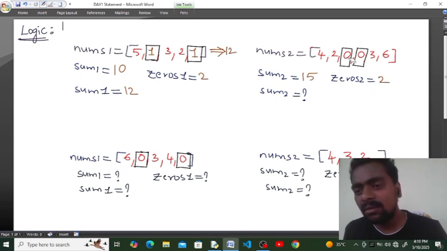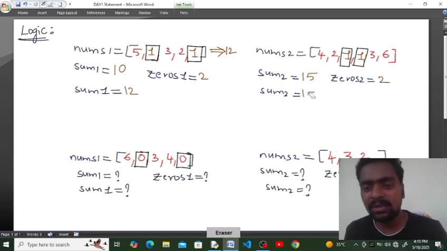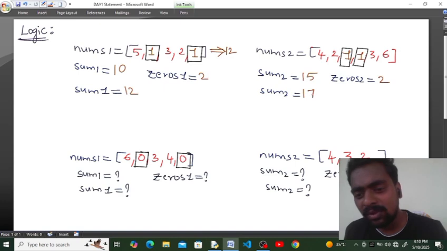And as we know, the sum is supposed to be minimum, which means you have to replace zeros with 1. So here we have two zeros. So what is my total sum2? That will be equal to the previous sum2, which is 15, plus the zeros I replace with ones. So two zeros replaced with two ones means the sum will be 2 plus 15. So this total sum2 will be 17. The total sum of the second array will be 17.